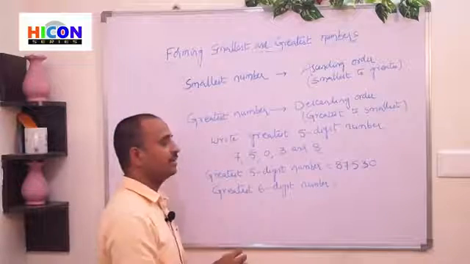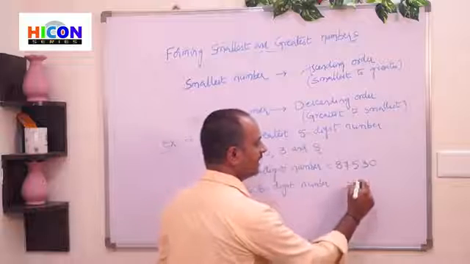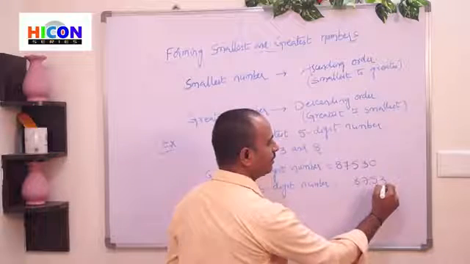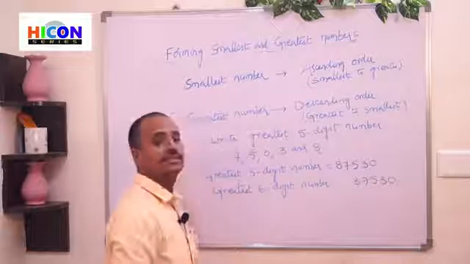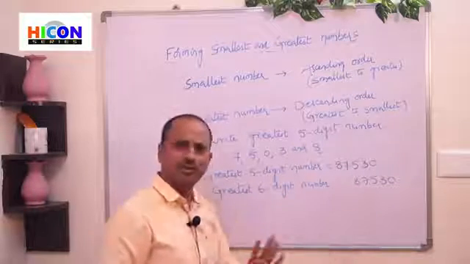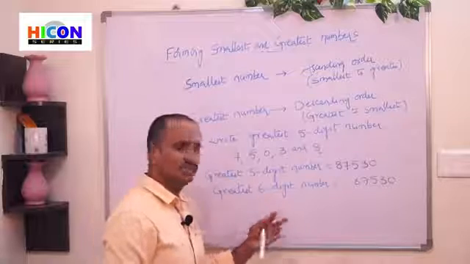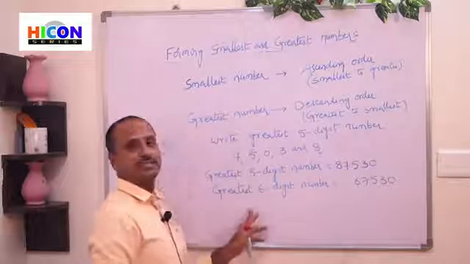So first write the given digits in descending order, that is 8, 7, 5, 3, 0. That means 87,530. But this number has only 5 digits, but we want a 6-digit number. So how to get the greatest 6-digit number?